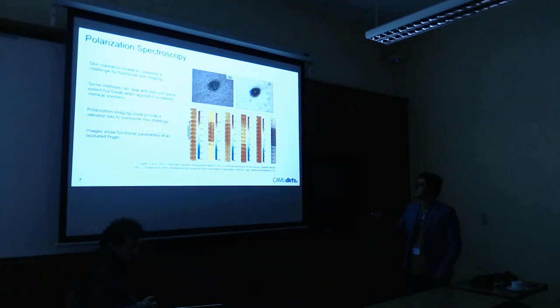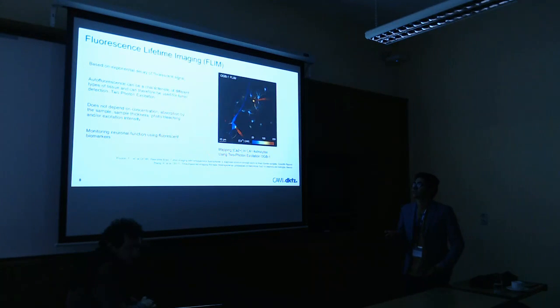Now in the second image here, what you can see is, if you have a finger and you occlude it, the concentration of hemoglobin changes, and once the finger is occluded, you can actually measure how much the amount of blood changes in the finger. This is just an example. If you want to read more about it, you can go to the publications.